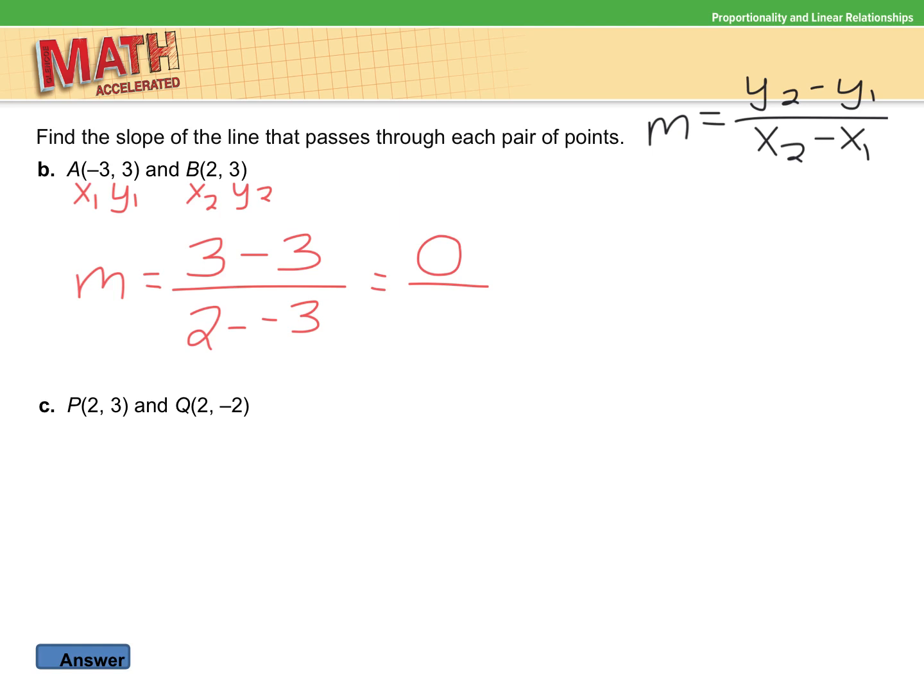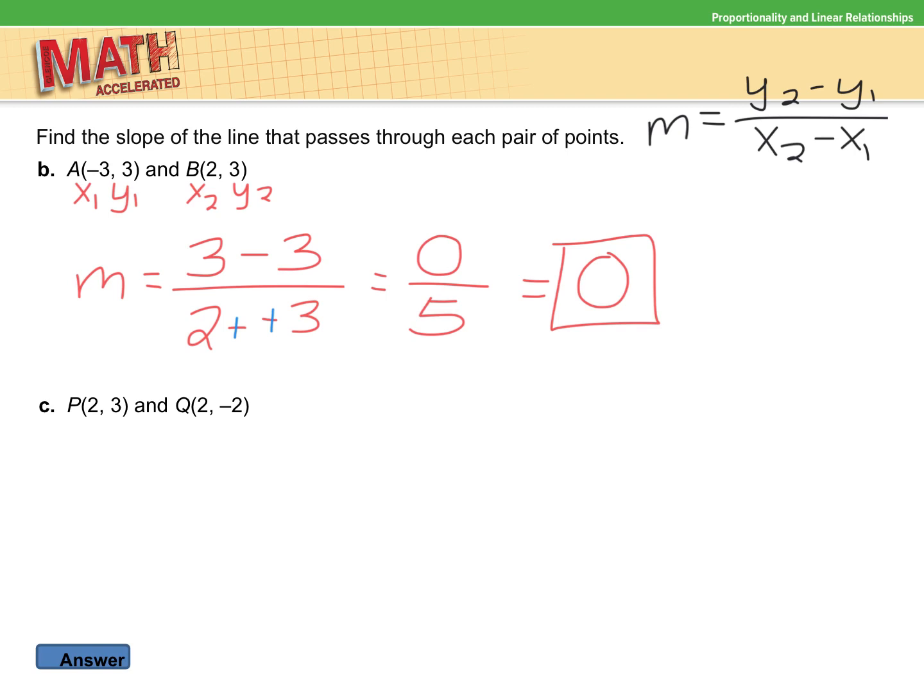What happens to 2 negatives? It turns a positive, so we get 2 plus 3 is 5. Can I simplify that? What's 0 divided by 5? 0. So our slope on that one is 0. What's that graph going to look like if our slope is 0? It's going to be flat, straight. Yep. Go ahead and try that same process on C.